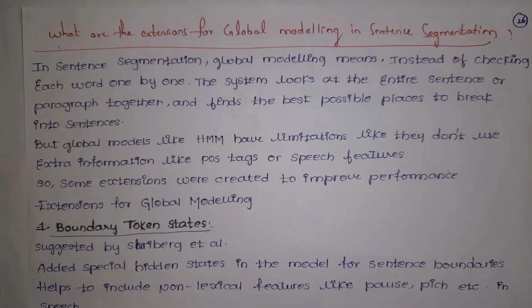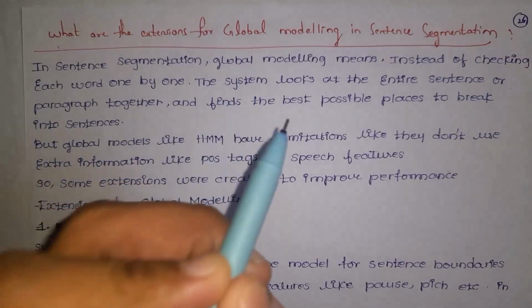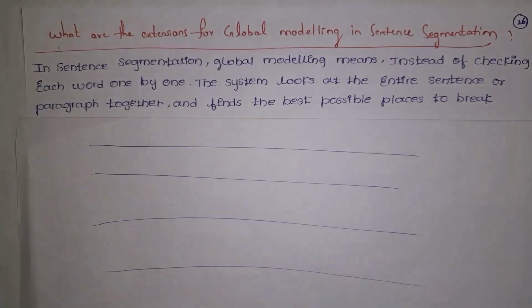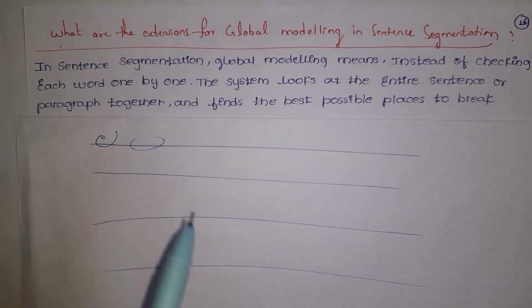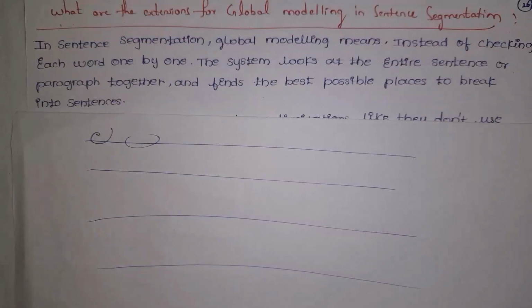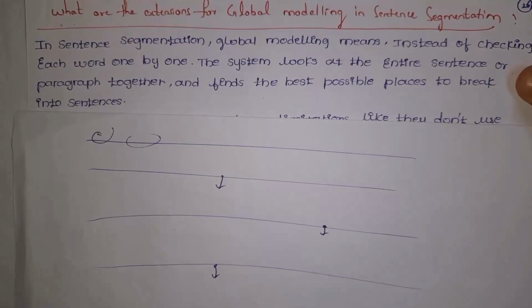Let's get started. At first, I'll explain what the extensions for global modeling in sentence segmentation are. Guys, in sentence segmentation, global modeling means that instead of checking each word in a sentence, we'll check the entire sentence or paragraph at a time. After checking the entire sentence or paragraph at a time, we'll find the best possible places to break the sentence. That is to create boundaries.